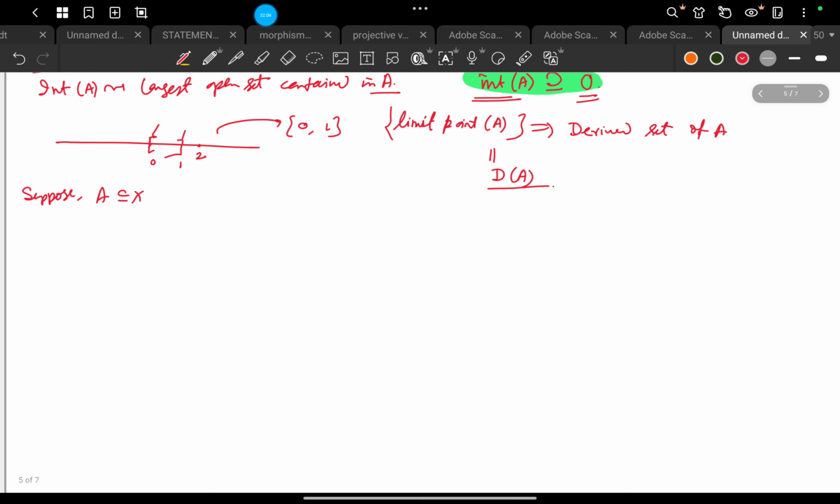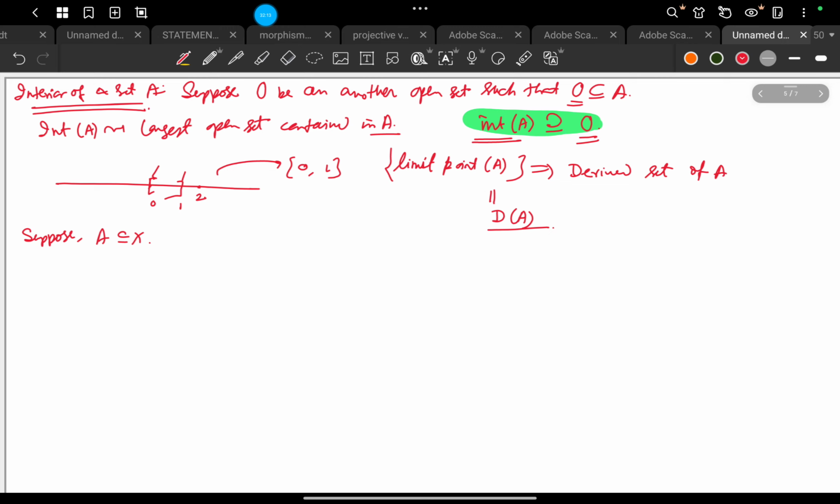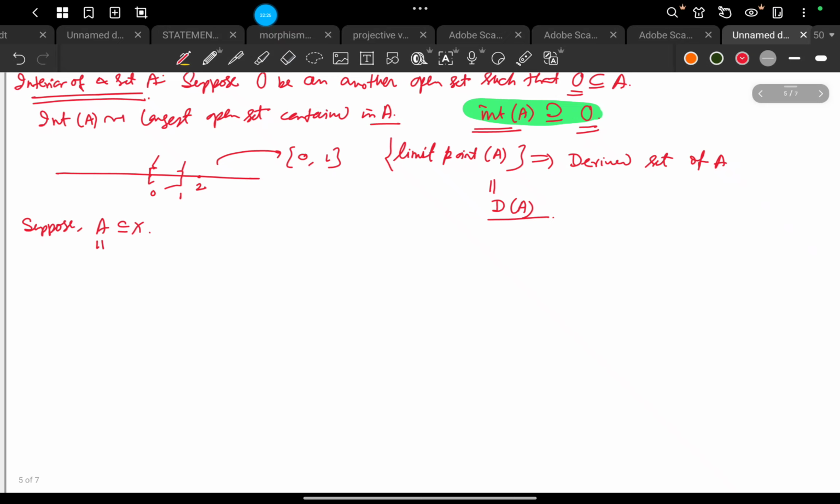Now suppose A is a subset of capital X, and of course X is a metric space. Every time I may not be able to say that X comma d is a metric space, but once I say X, you have to think that it is a metric space. So let's consider X a metric space and A a non-empty subset of capital X. Then let A have the property that A contains all of its limit points.